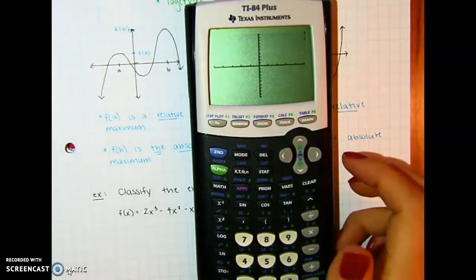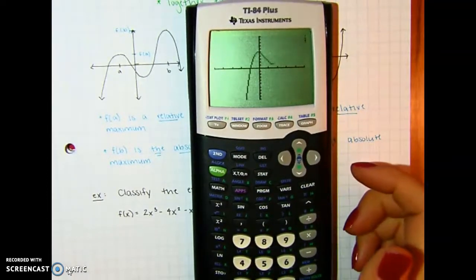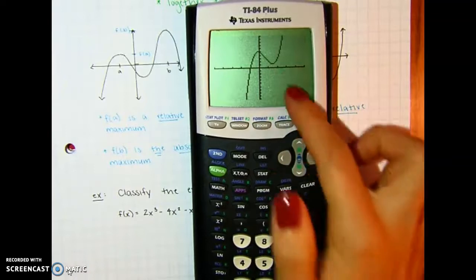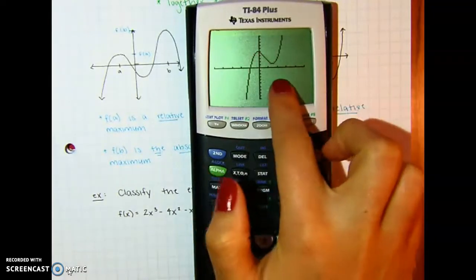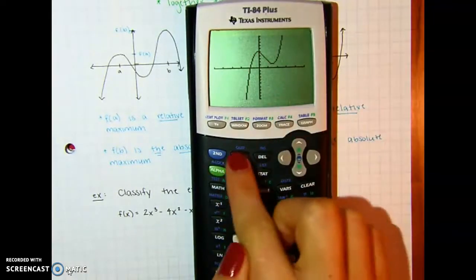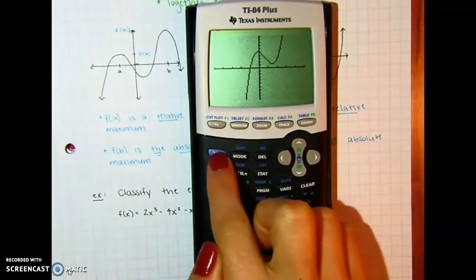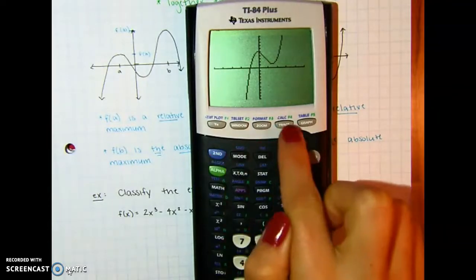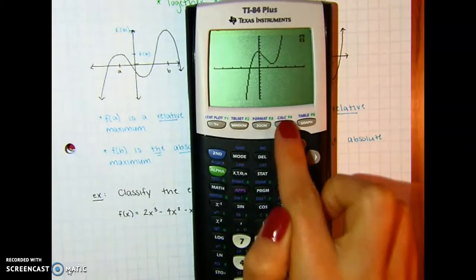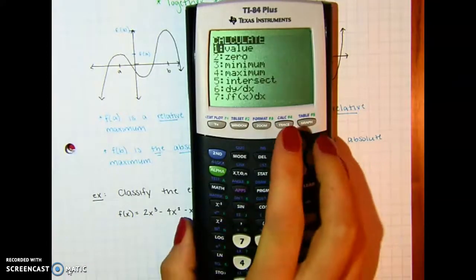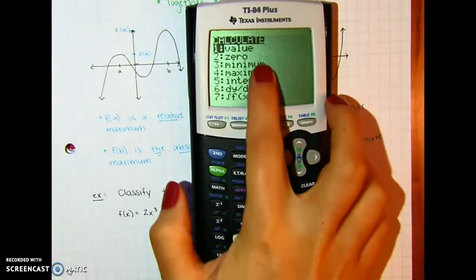See what that looks like. Yeah, then I can see it even better. So you want to be able to see the minimum and the maximum. Now what you're going to do next is you're going to trace your graph. So you're going to press second trace to get to calc. And we want to find the minimum and the maximum.